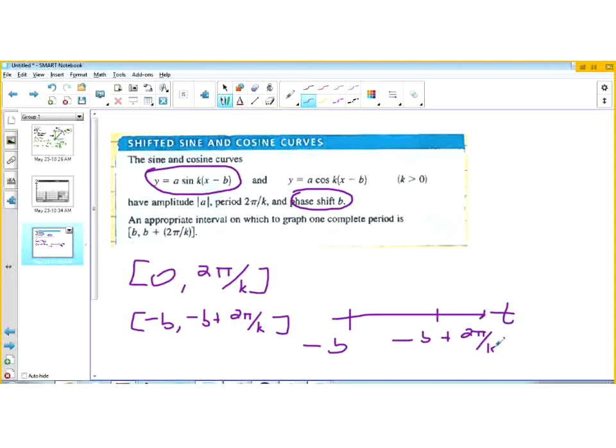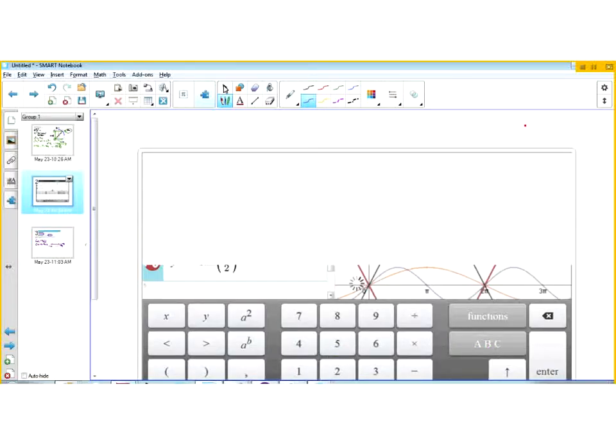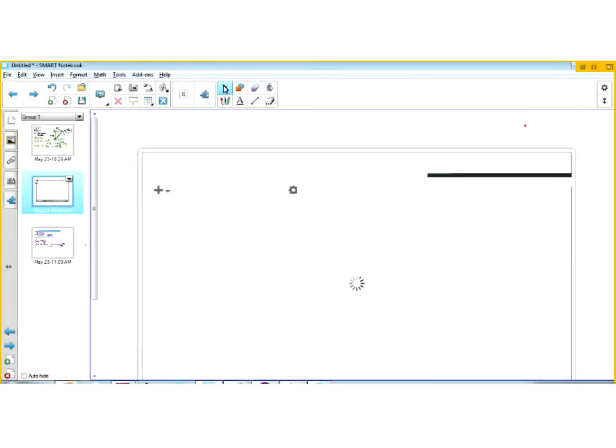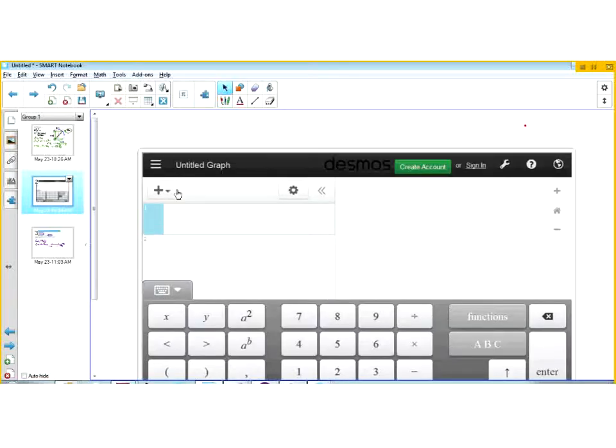Let me find one that's in the book for you. Yeah, here's a good one. I found a good example. So let me go back to the graph. All right, let's graph a sine function that has a combination of an amplitude, a modified period, and a right shift. So let's discuss the components here.